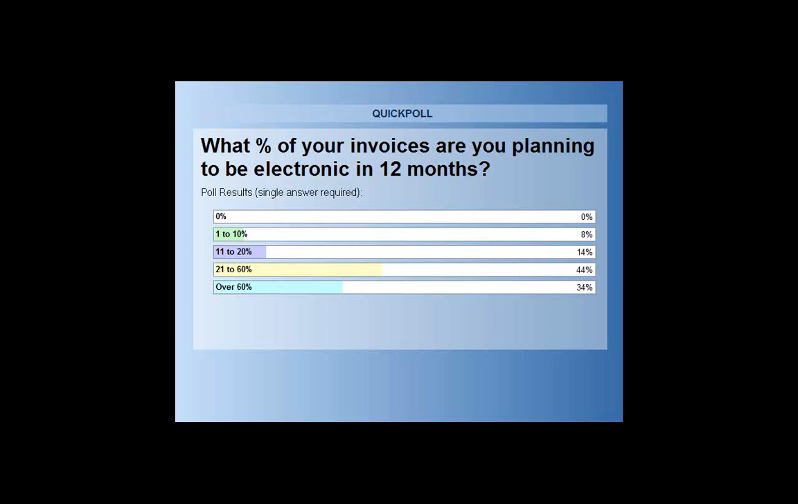So we had about 23% of you ticking the 0 box initially. We have 0% of you ticking that box this time. So we can see that there's a real hunger for adoption of e-invoicing. 34% of you, as opposed to, I think it was 11% of you, want to have over 60% converted.